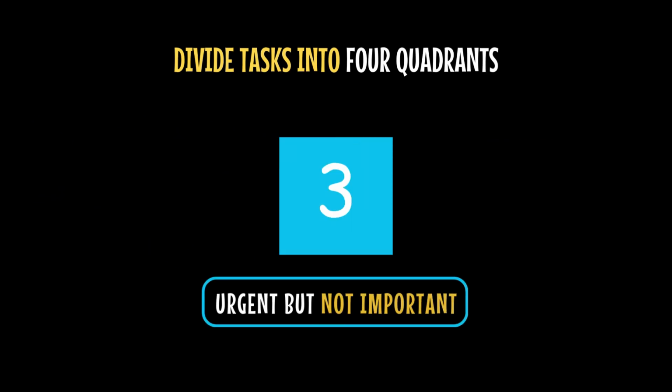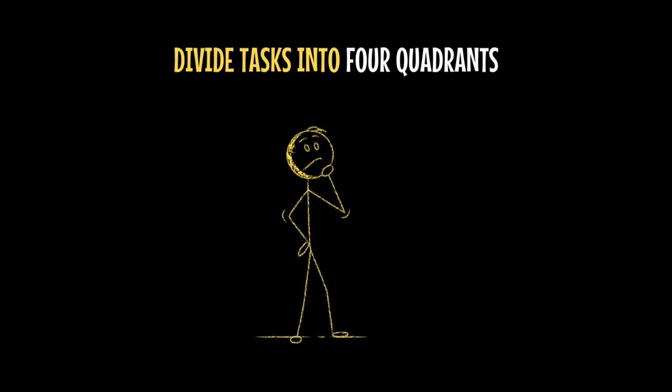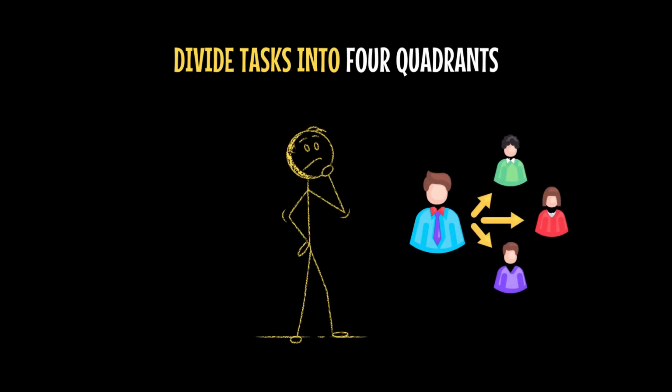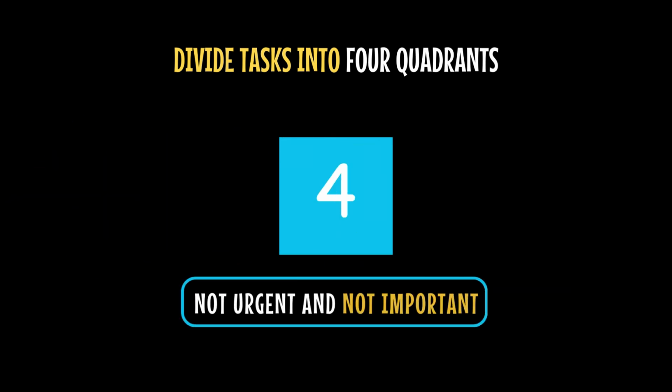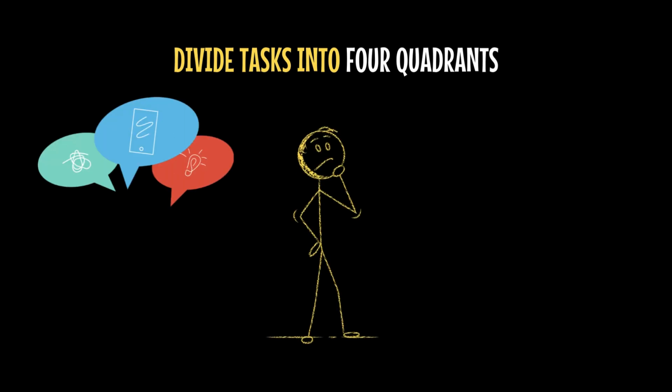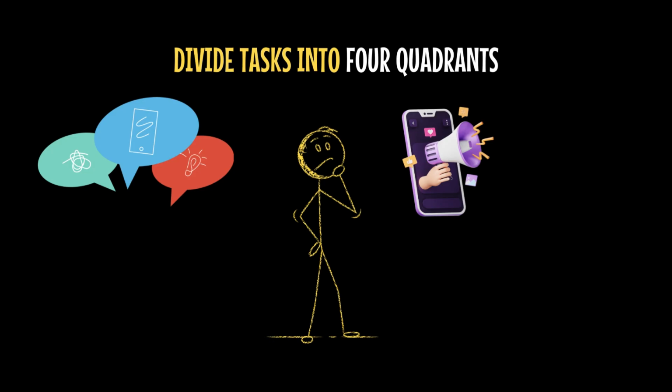Quadrant 3, urgent but not important. Tasks that can be delegated or eliminated, often interruptions or trivial requests. Quadrant 4, not urgent and not important. Distractions or time-wasting activities like excessive social media browsing.